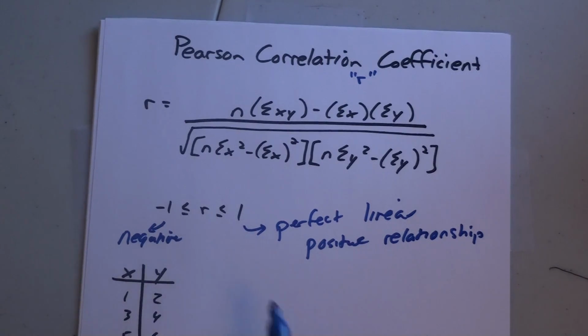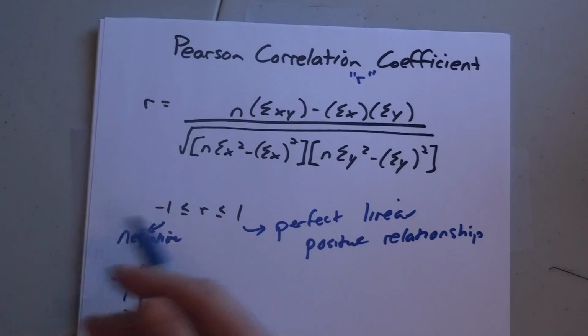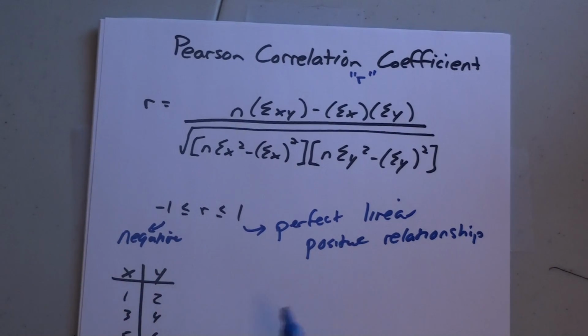Okay, and it can be between 1 and -1. If it's somewhere around 0, it's extremely weak. It's no relationship at all. If it's under 0.3, it's considered very weak. If it's between 0.3 and 0.67, it's moderate. If it's greater than 0.67, it is considered very strong.